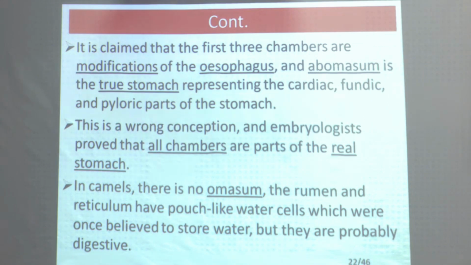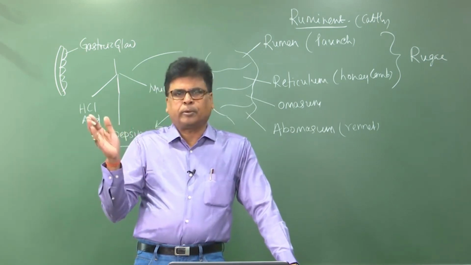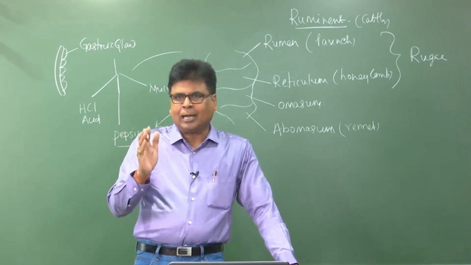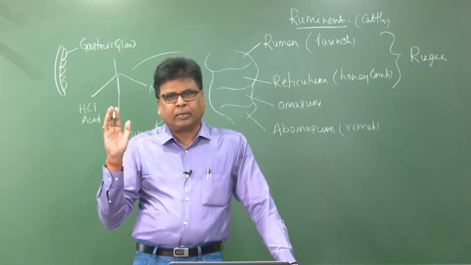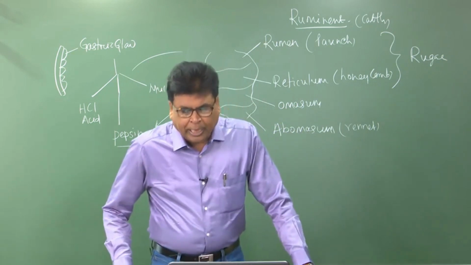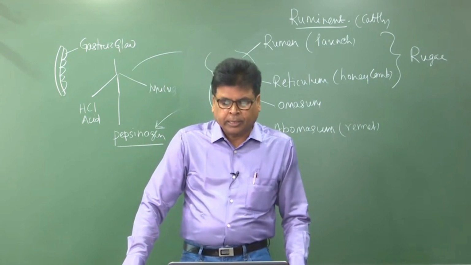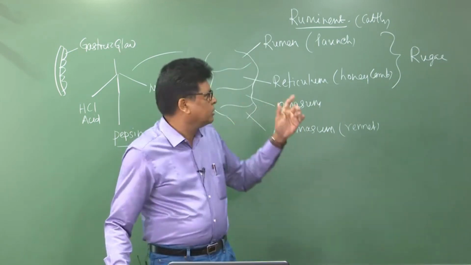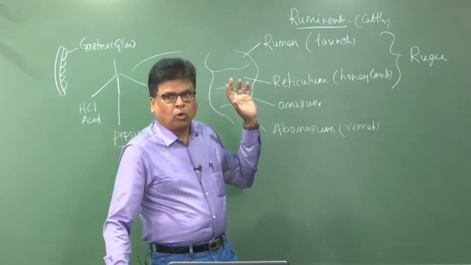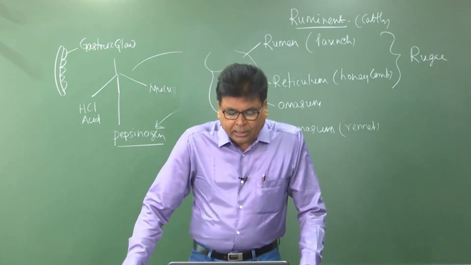The abomasum is the true stomach representing the cardiac, fundic and pyloric parts of the stomach, because you know that in mammals the stomach is divided into three parts. The first part is the cardiac, then the fundic and then the pyloric. So, these three parts are confined into the part known as abomasum as per the observation of the scientists, and the first three parts, rumen, reticulum and omasum, are the modification of the oesophagus. So, this is a wrong conception.